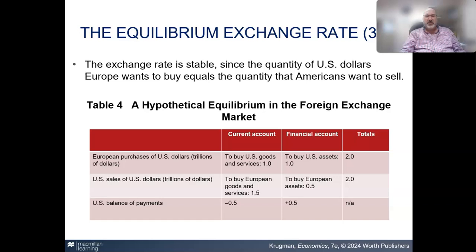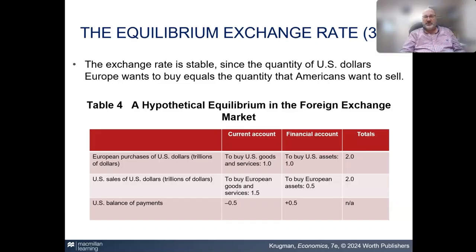So the exchange rate is typically pretty stable. It's just that the quantity of dollars that Europe wants to buy equals the quantity that Americans want to sell. A hypothetical equilibrium in the foreign exchange market looks like this. The Europeans' purchase of dollars, in trillions, is 2 trillion. And U.S. sales of dollars to buy European goods and services is 1.5, and to buy European assets is 0.5.